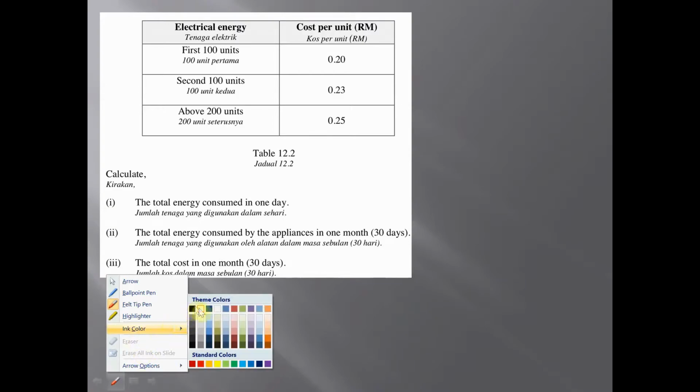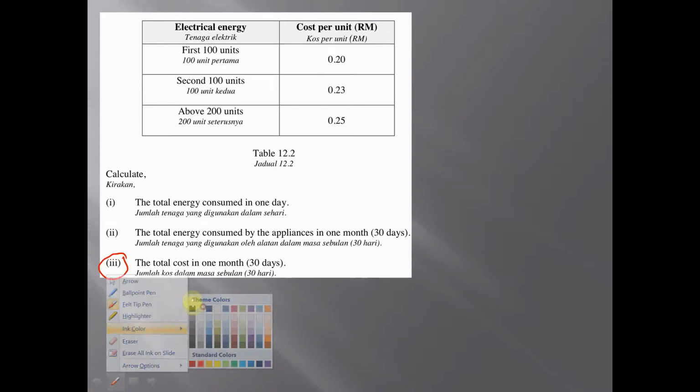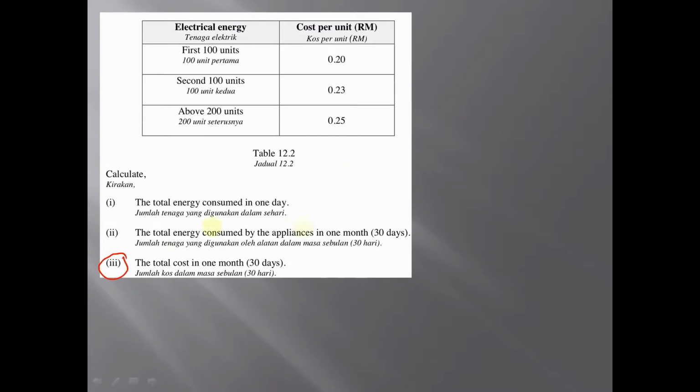As you can see here, the total cost, jumlah bayaran yang diperlukan. So macam mana kita nak buat? So just now we already know that your total usage basically is 1,368 units or kilowatt hour.